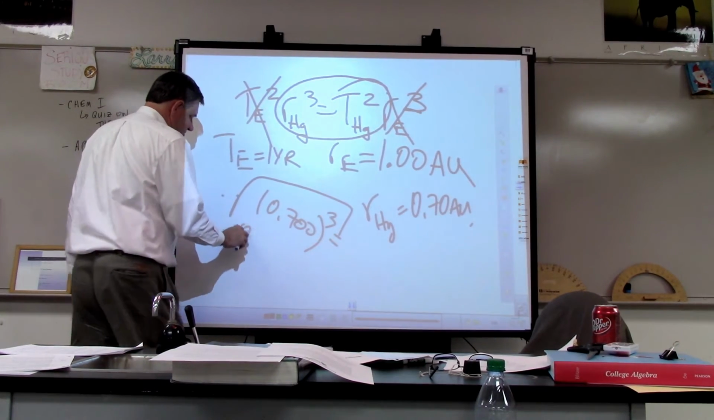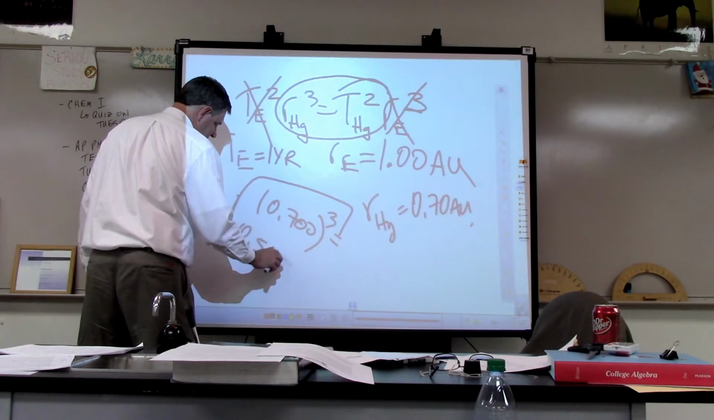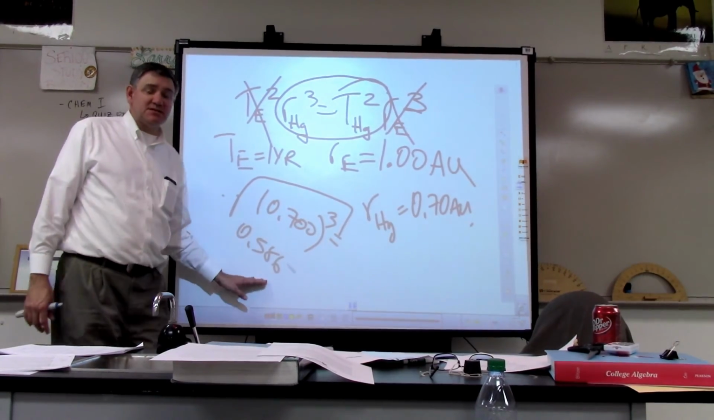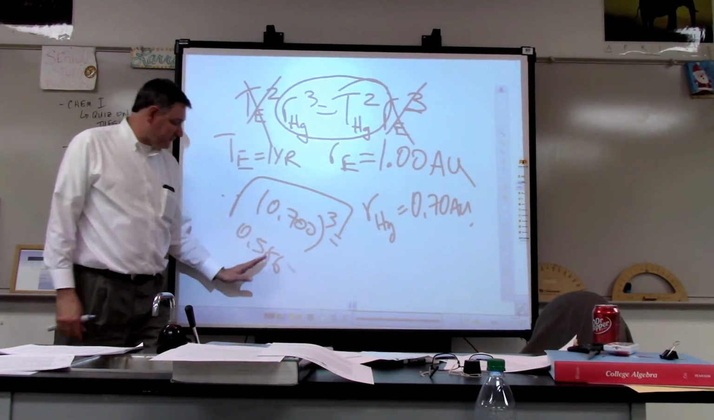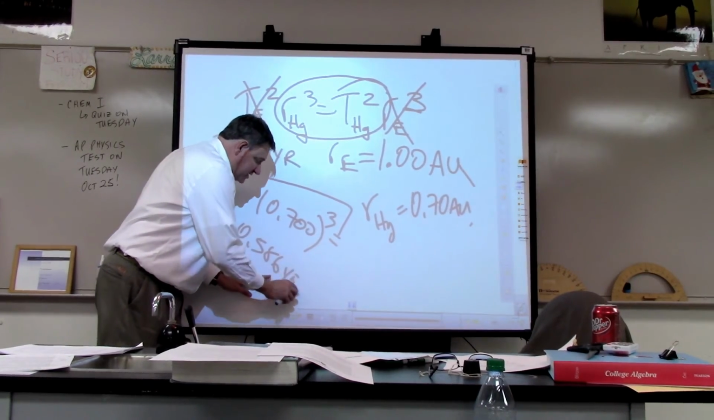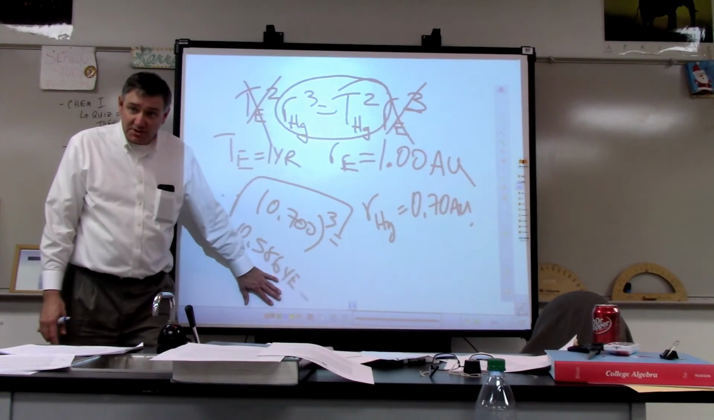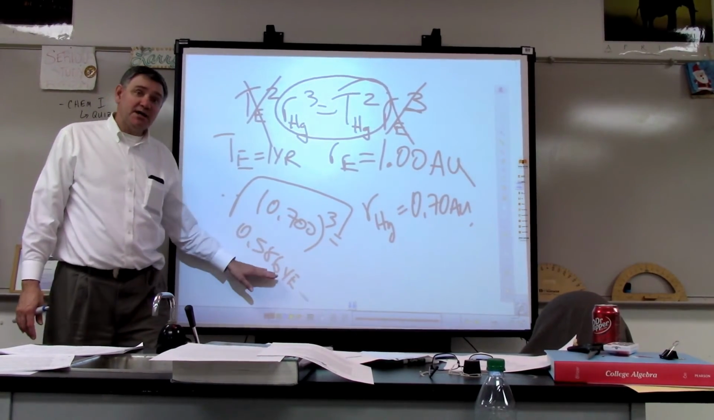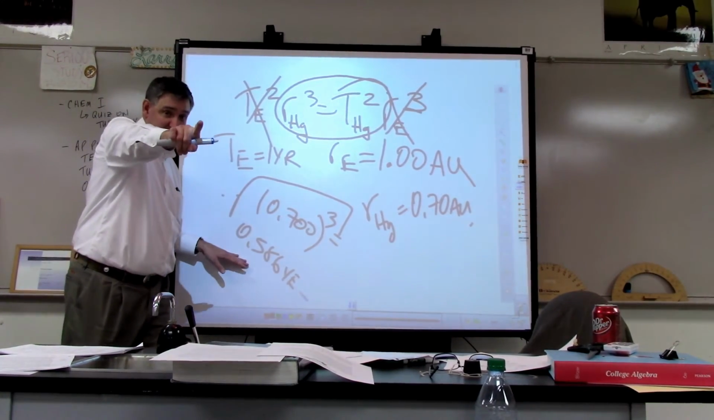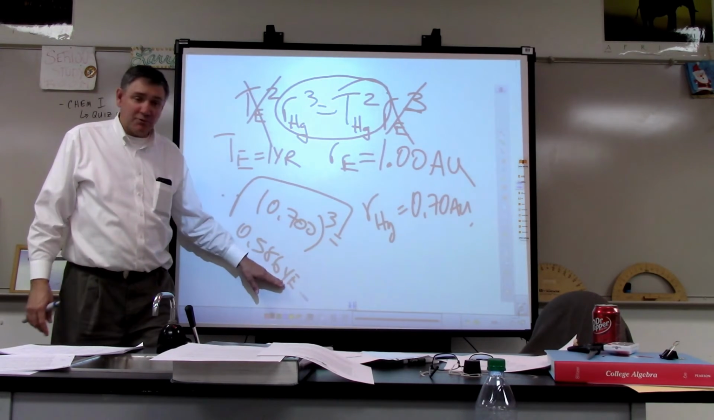0.5856, so 0.586. Now, here's what this is. This is technically 0.586 Earth years, which should make sense. Mercury is inside of Earth, so it should take less time. If you want to get the number of days, out of curiosity, take that and multiply it by 0.586.